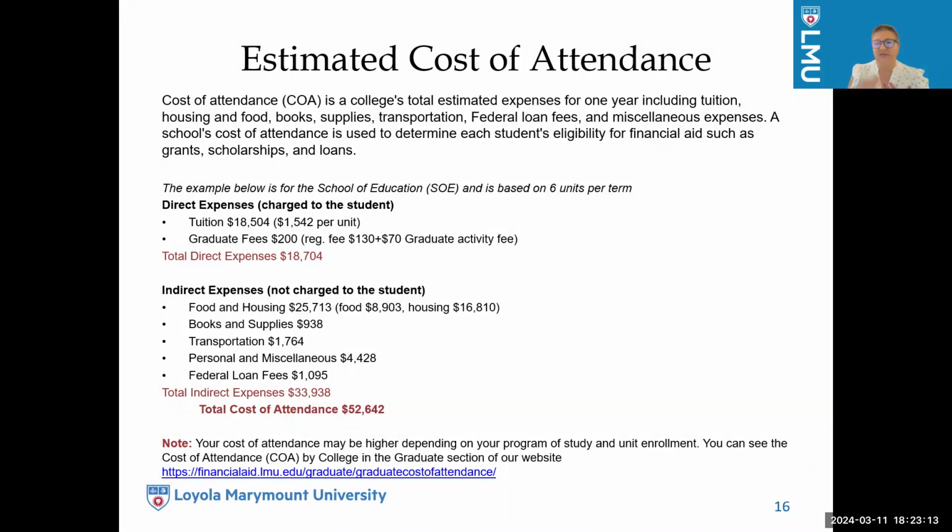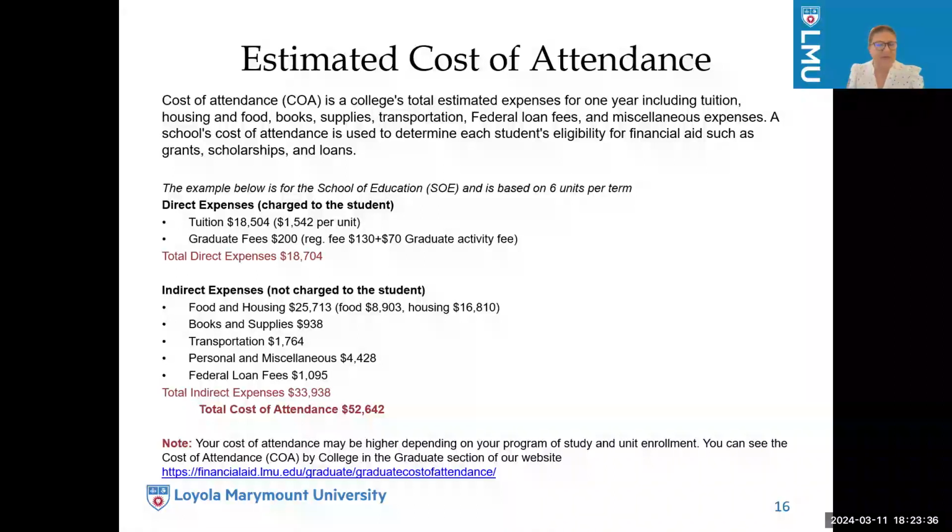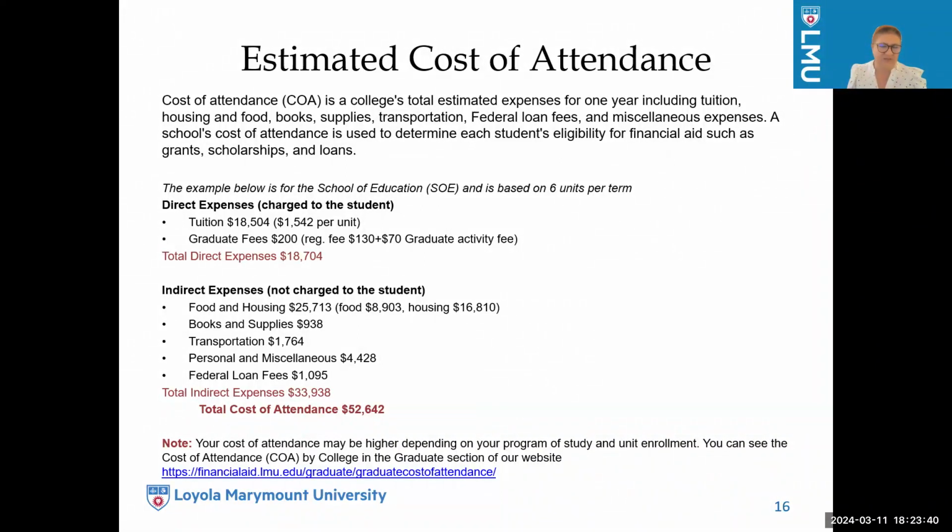So the total cost of attendance is what a student can borrow up to for the academic year, based on you taking 6 units per term. Now, just because you can borrow up to $52,000 doesn't mean that you have to. The amount that you would owe the university is $18,704. So for those of us that have some support from parents, grandparents, or outside sources, you may not need to borrow the entire $52,642, but it is an amount that's out there for students in case they need to. And again, your cost of attendance may be higher depending on your program of study and unit enrollment. You can see the cost of attendance by college on our website at financialaid.lmu.edu/graduate/graduate cost of attendance.